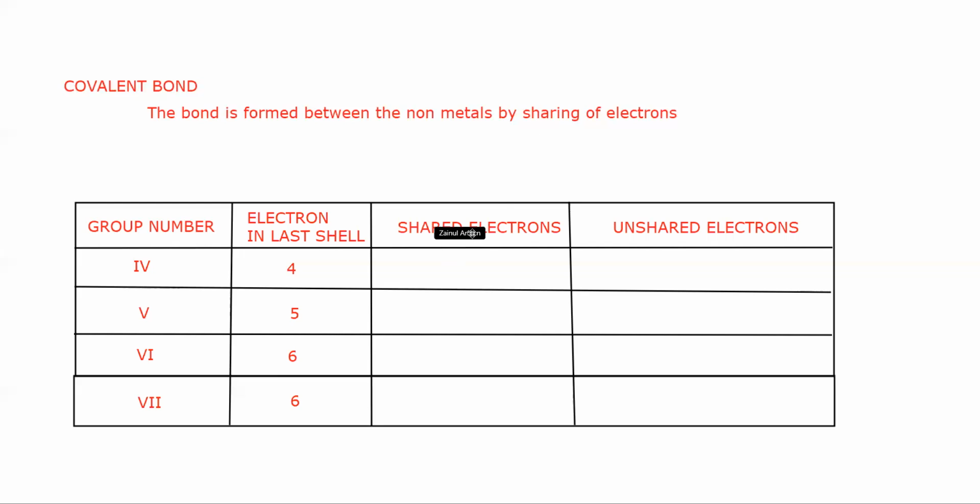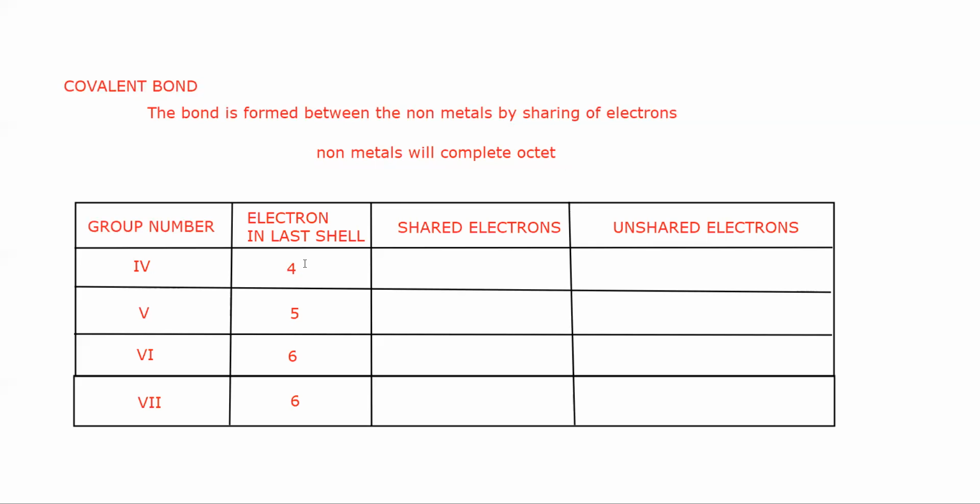Shared electrons. How many will it share? So non-metals will always try to complete the octet, because I told you they will complete the octet. Octet means 8 electrons.